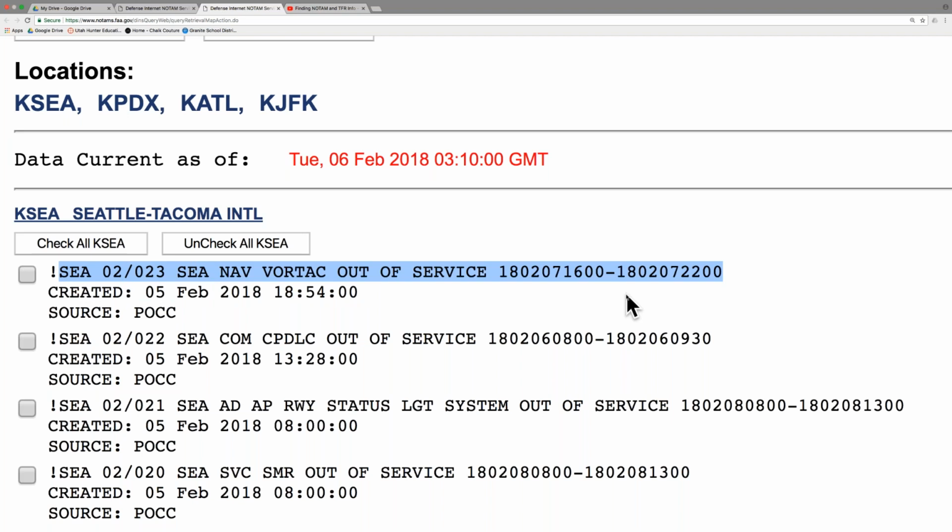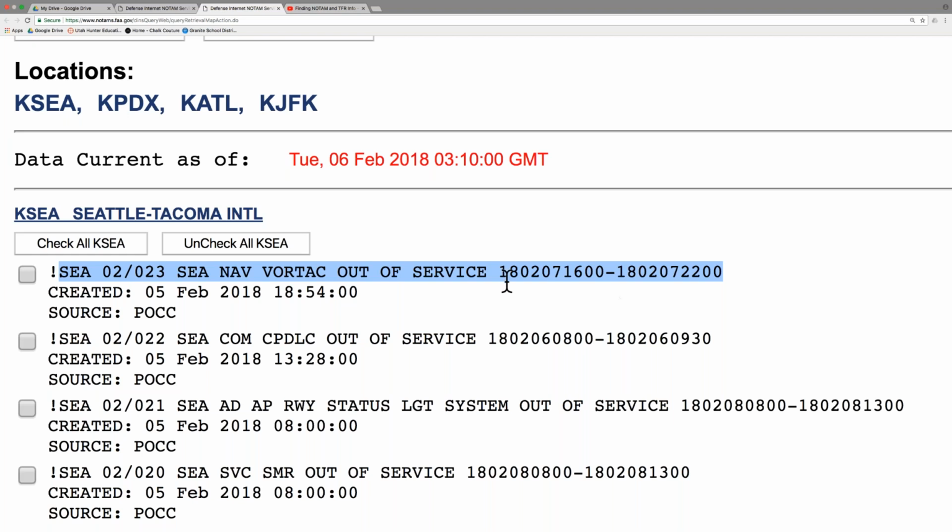Okay, so this is Seattle. It is the 23rd NOTAM of the year. This is the navigational aid. I don't know what the VORTAC is, but I think that's another, not part of an approach system, but it's out of service from February 7th, 2018 at 1600 Zulu to February 7th, 2200.